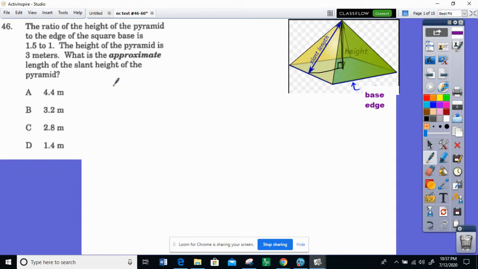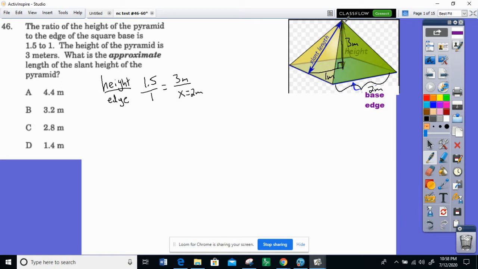We know that there's a ratio of the height to the edge of the square base, so we're going to write that as a proportion. The ratio of height to edge is 1.5 to 1. The height here is 3 meters. How long is the base edge? Well, it's pretty easy to see that we're doubling this 1.5 to get 3 meters. So doubling 1 would give us a base edge of 2 meters. But if the whole base edge is 2 meters, then the leg of the right triangle is going to be 1 meter.